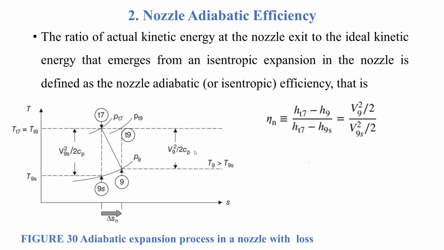Now, the nozzle adiabatic efficiency is one of the things which we need. The ratio of the actual kinetic energy at the nozzle exit to the ideal kinetic energy for an isentropic expansion in the nozzle is defined as the nozzle adiabatic efficiency. So eta n indicates the nozzle adiabatic efficiency. And we can obtain this result directly from the TS diagram. Okay, the TS diagram is there.